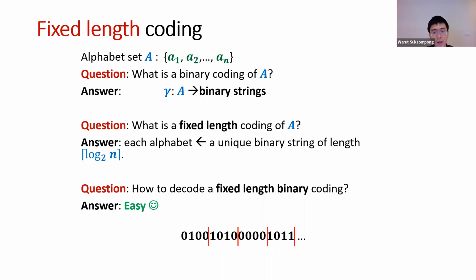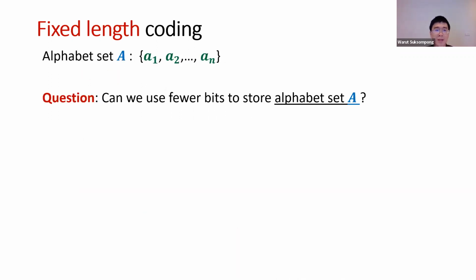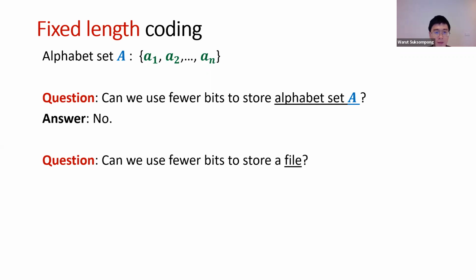So this works. But now the question is, can we use fewer bits to store the alphabet set? The answer here is no, because if the alphabet set has size n, then to represent n different things, you need at least log base 2 of n, and then you have to take the ceiling, because the number of bits has to be an integer. As I said, with four letters you need 2 bits, but with 5 letters, 2 bits is no longer sufficient. You need 3 bits.